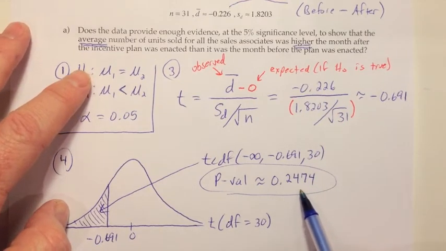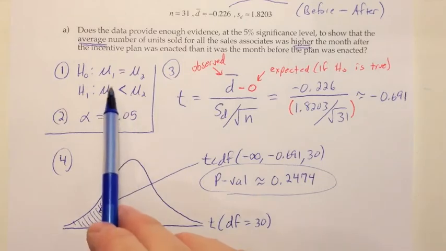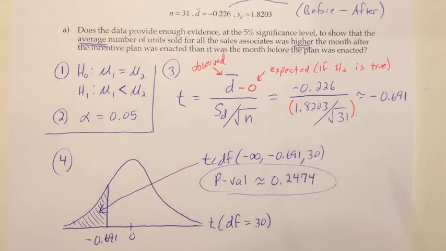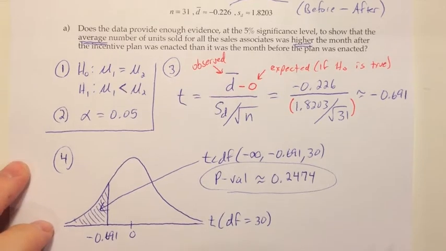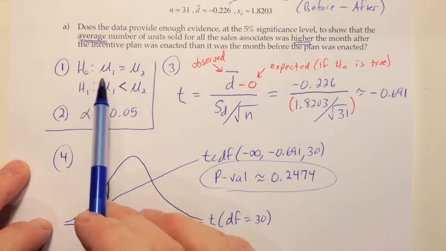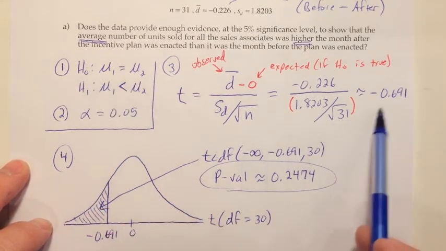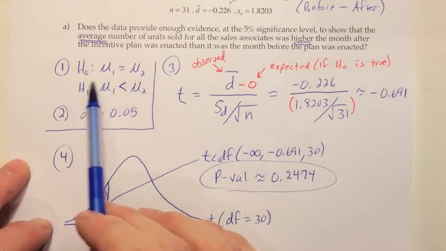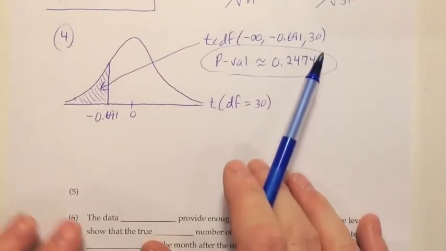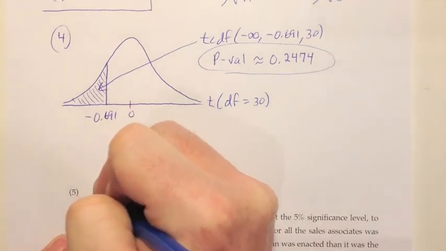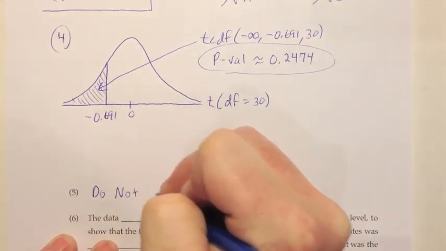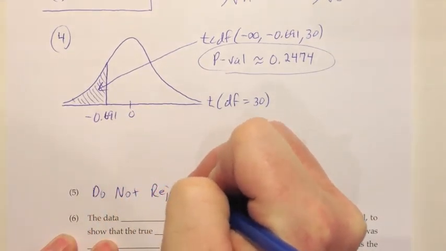There's like a 24.74% chance that if H0 is true, we would have seen differences like this in the sales before and after anyways, just due to random variation. So it's kind of reasonable to believe that H0 could be true and we'd get a result like that. And if it looks reasonable that H0 could be true, then we don't want to reject it. So 2 reasons to say why we're not rejecting H0 right here.